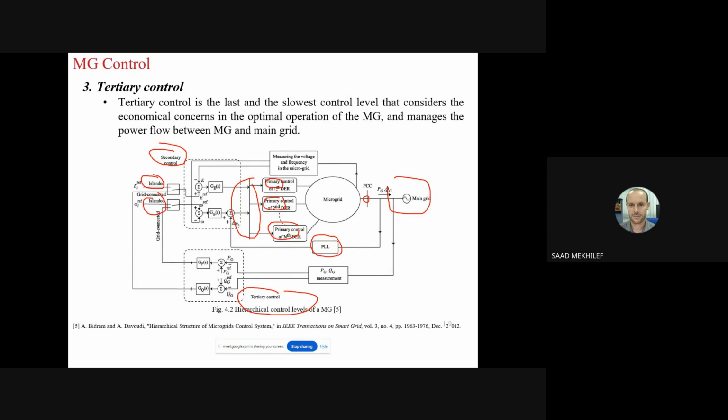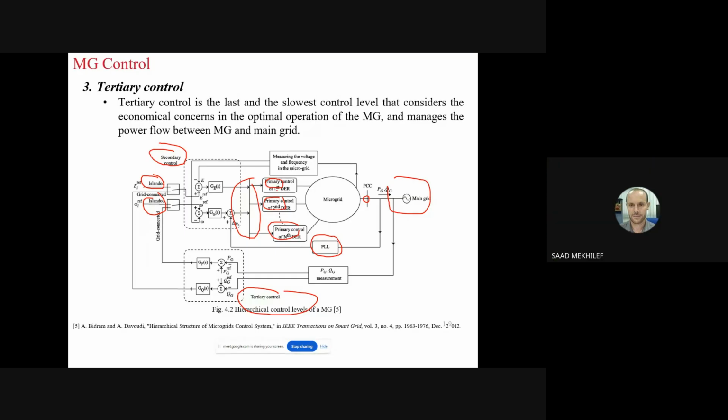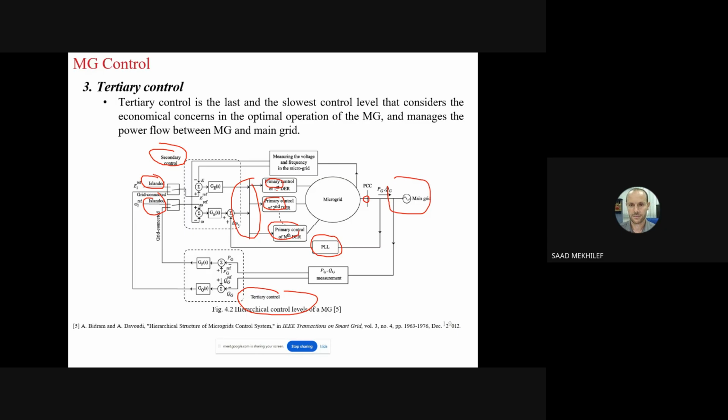And then the energy management control, is it involved only when there is a grid? Sorry? The energy management control is required when the grid is connected. No, even without the grid connected, you need the energy management, because, for example, you have a PV, wind, battery, and diesel generator. So when do you want to turn on the diesel generator, for example?